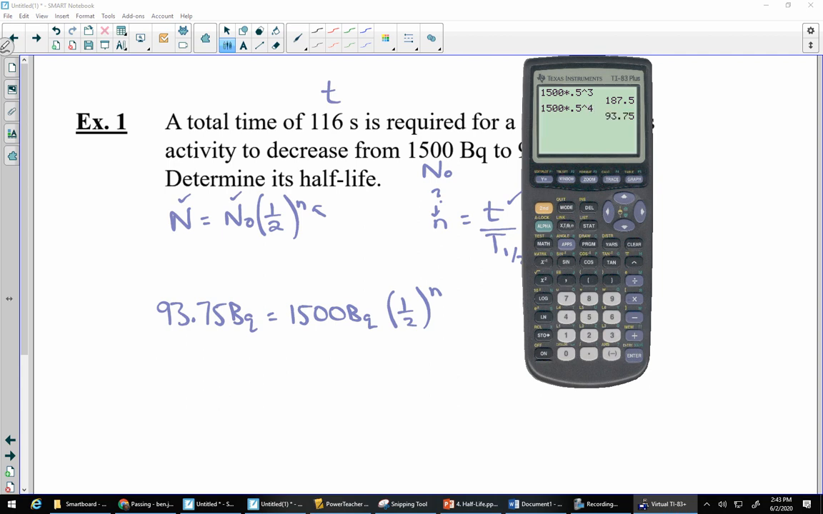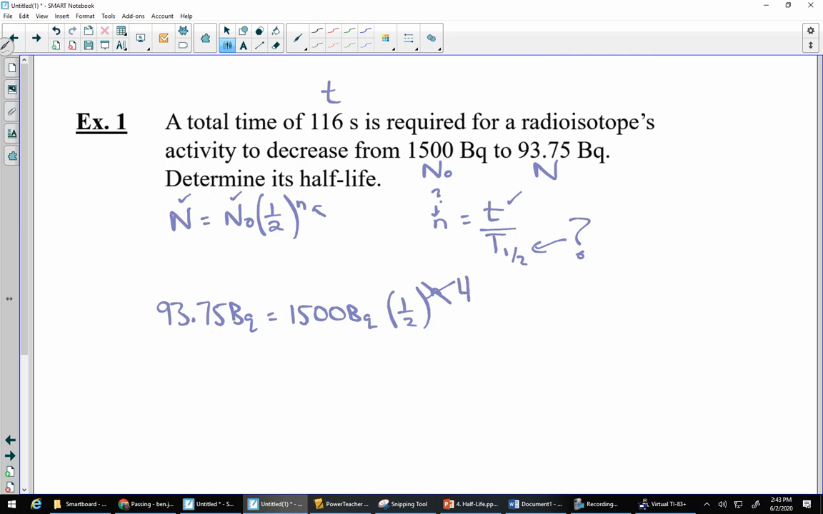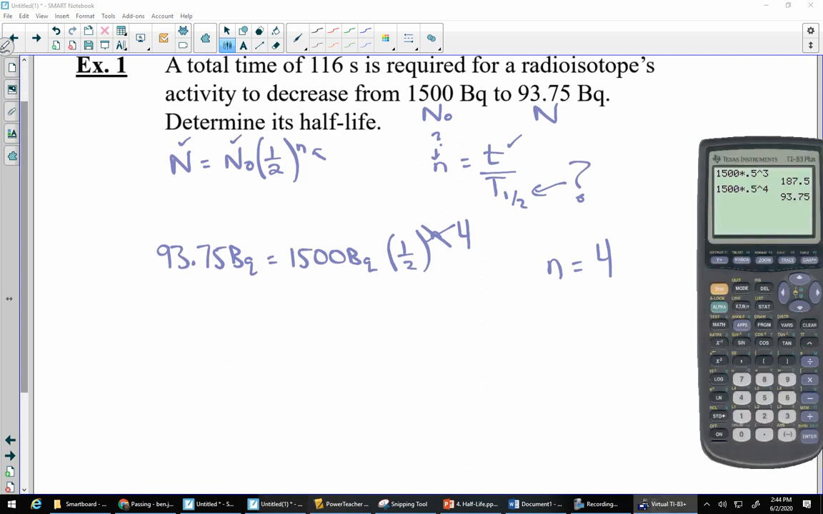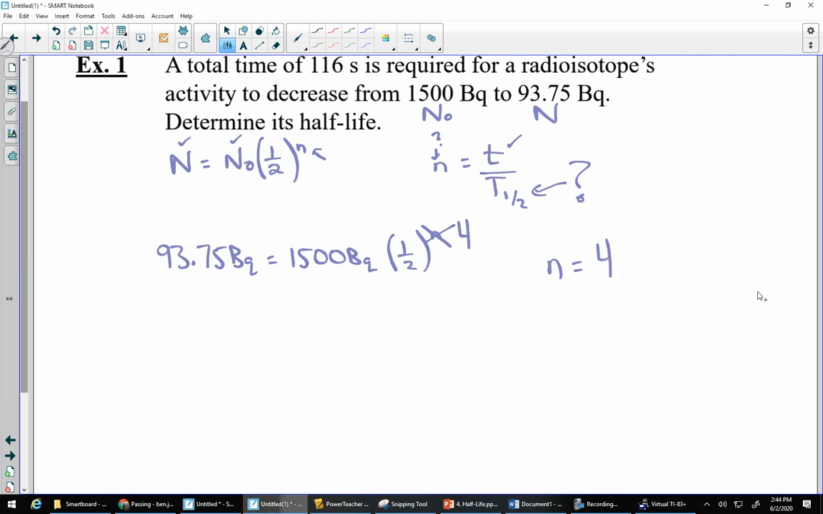93.75. So based on my guess and check, essentially what I figured out is that the only way that this equation will be true is if it's to the power of 4, therefore n must be equal to 4, right? Another way that you could do this kind of guess and check is we could do 1500 times 0.5 times 0.5 times 0.5, hit enter. Oh, that's not enough, times 0.5, 93.75. So how many 0.5s did we multiply by? 1, 2, 3, 4. Four 0.5s, same thing, n is equal to 4.